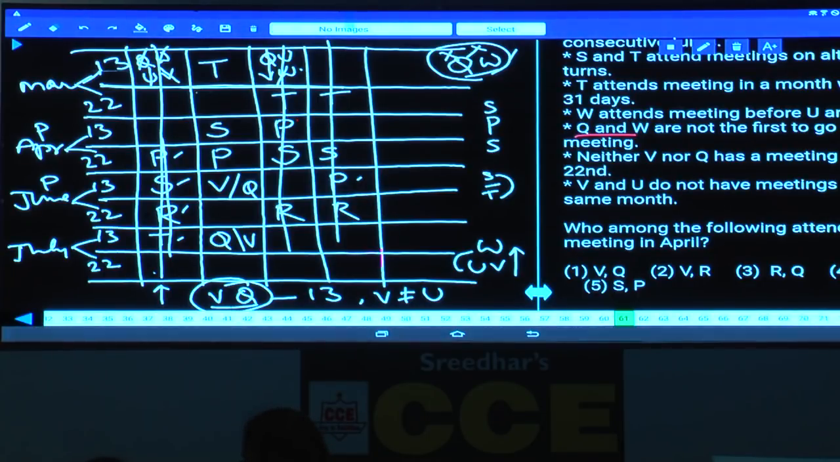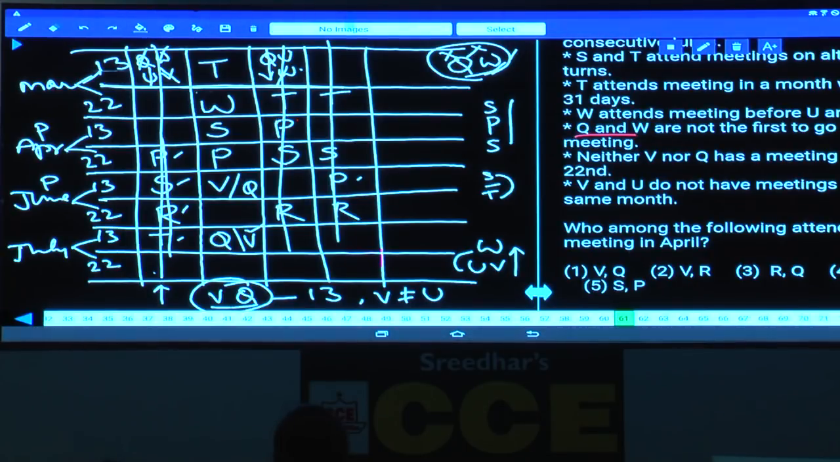If V and Q are there, then W is before U and V. As W is before U and V, where should this W be? W is here. Now this W is before U and V. And V and Q and W cannot be at the first place, S, P and S, S and T, W, U and V. And U and V are not in the same month. Now if you take V at this place, July 13th, then U must also be here, which is not possible, isn't it?